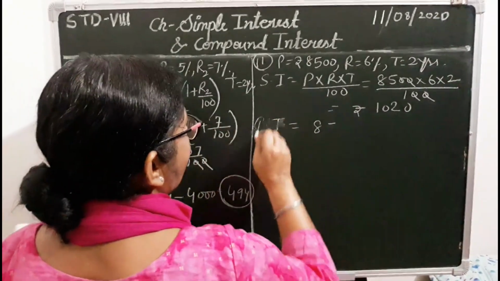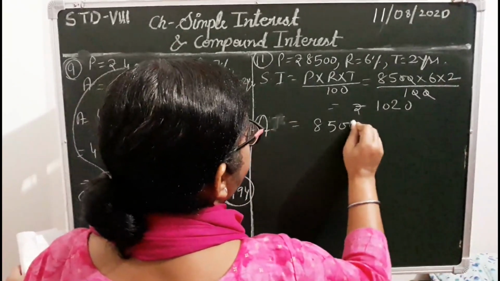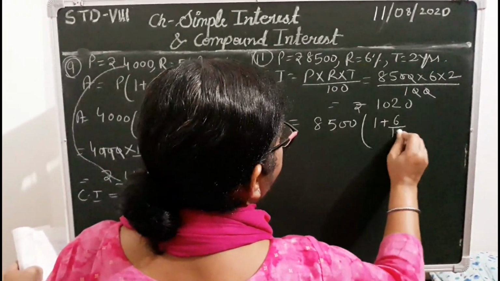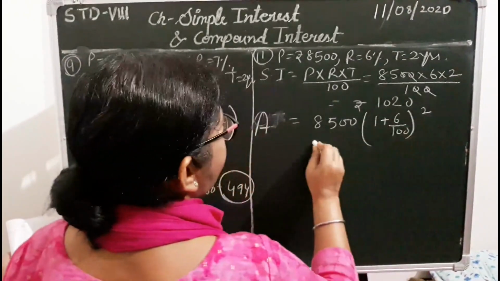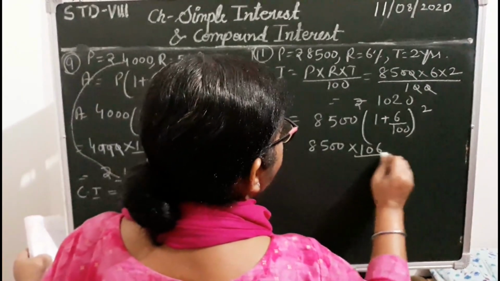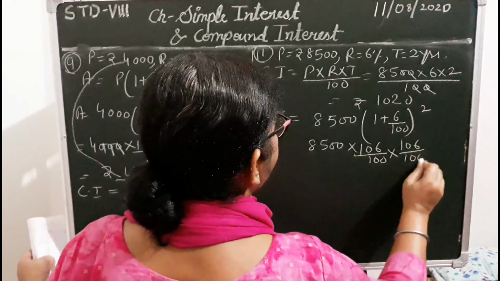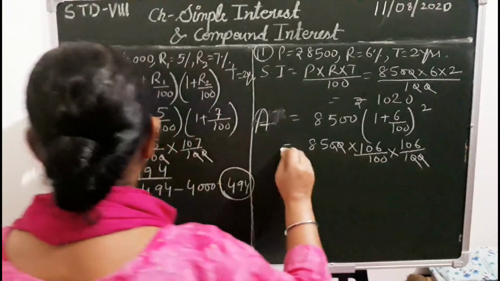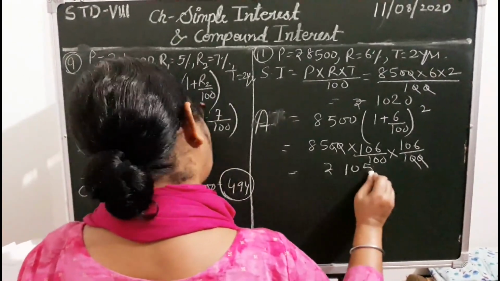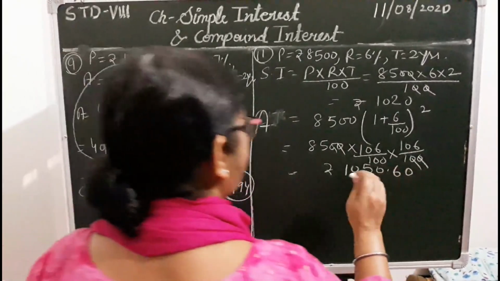Now compound interest, same formula, P into 1 plus R over 100 to the power time. You should find the amount first. Amount is equal to 8,500 into 1 plus 6 over 100 to the power 2 years. 8,500 multiply 106 over 100, 106 over 100. Rupees 10,050.60. And this is the amount.